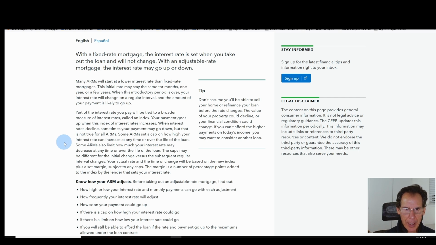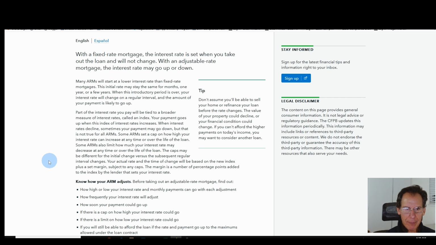Some ARMs set a cap on how high your interest rate can increase at any time over the life of the loan. Some ARMs also limit how much your interest rate may decrease at any time or over the life of the loan. The caps may be different for the initial change versus the subsequent regular interval changes.